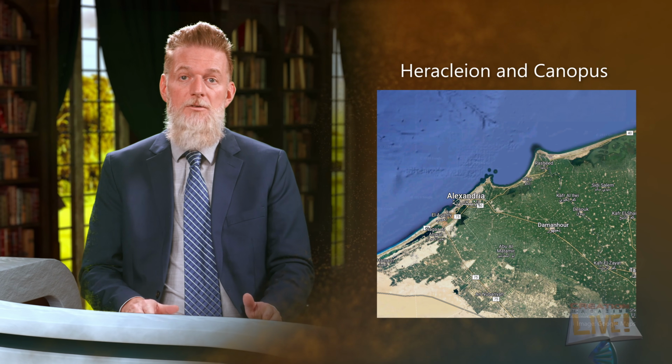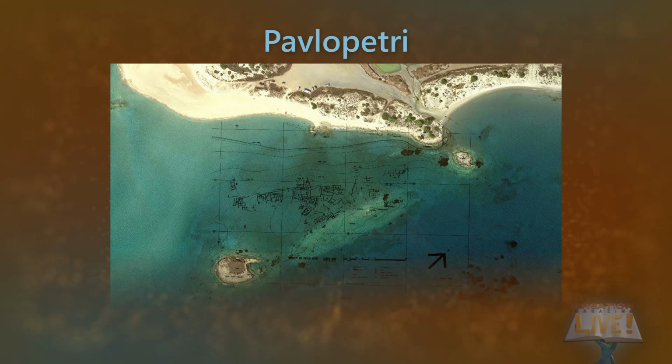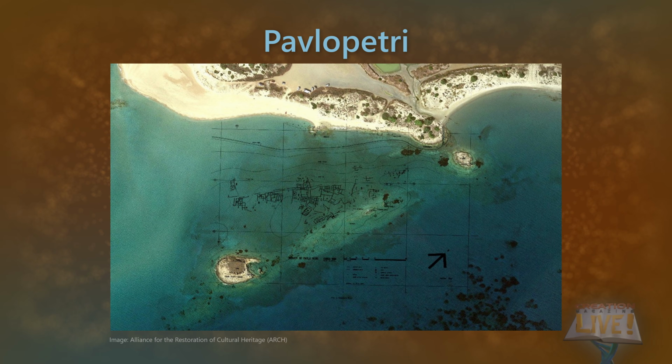For example, Heracleon and Canopus are 2 cities that guarded the gateway to Egypt. They're both near the mouth of the Nile River, just northwest of Alexandria. Pavlopetri was a residential town off the coast of Greece that covered more than 30,000 square meters and included many buildings and streets. You can see a portion of it sketched out here based on what has been found so far. It was submerged around 1000 BC.